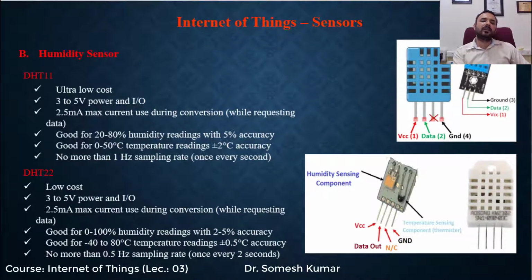Fine. So the DHT22 has a higher temperature range as compared to the DHT11. The temperature range for the DHT22 is minus 40 to 80 degrees Celsius with plus or minus 0.5 degrees Celsius accuracy, and its sampling rate is 0.5 hertz, meaning 1 every 2 seconds. If we compare the DHT22 and DHT11, we can say the DHT22 is highly accurate as compared to the DHT11.